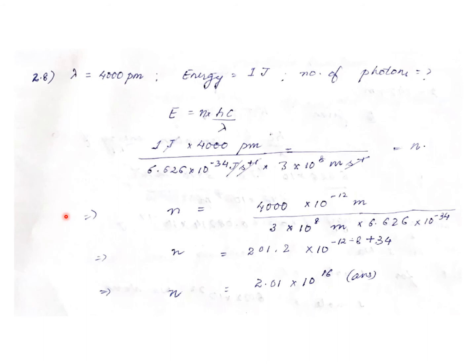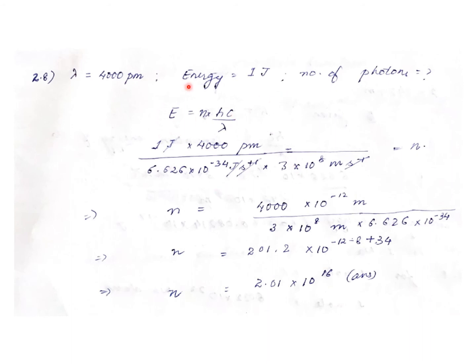In question number 2.8, it is asked: what is the number of photons of light with a wavelength of 4000 picometer that provide 1 joule of energy? So here you are provided with the wavelength, which is equal to 4000 picometer. Also you are provided with the energy, which is equal to 1 joule, and you need to find out the number of photons equivalent to that much energy. We already know energy is equal to hc upon lambda. So this is equal to 1 photon. If you divide the total energy by it, you can easily find out the number of photons that together form 1 joule of energy.